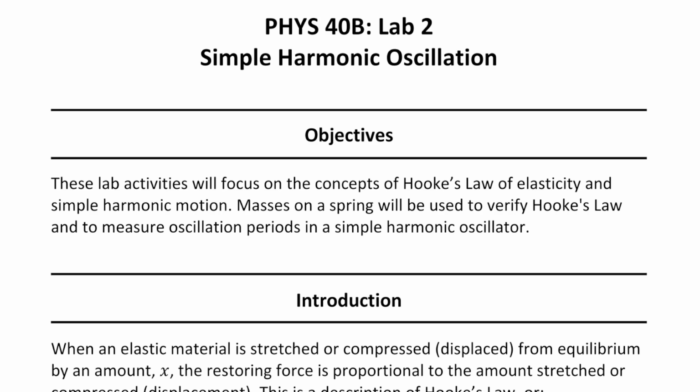All right, everyone. So I'm going to be talking about Lab 2, which is on simple harmonic oscillation, which is like the sinusoidal motion of objects under certain circumstances. One of those circumstances where you can have simple harmonic oscillation is a mass on a spring. So what you're going to be looking at is a mass hanging off a spring, and then you're going to see, if you pull it down and let it go, how it oscillates up and down.